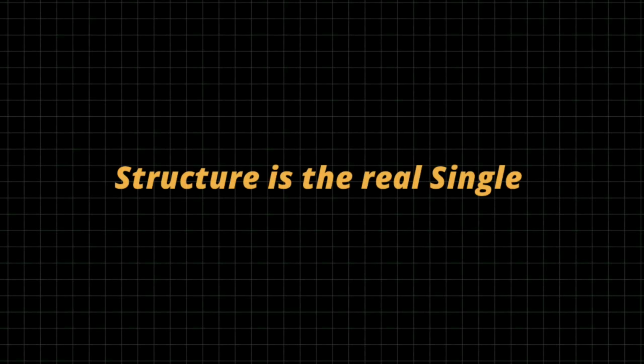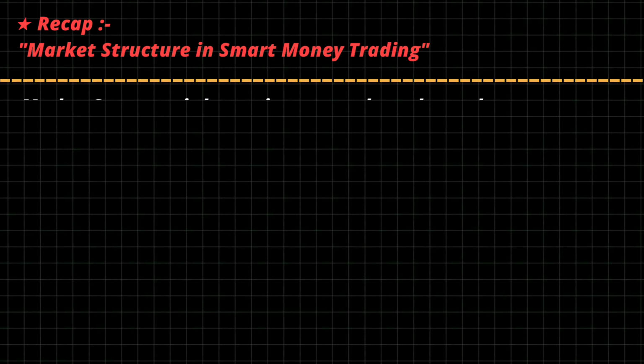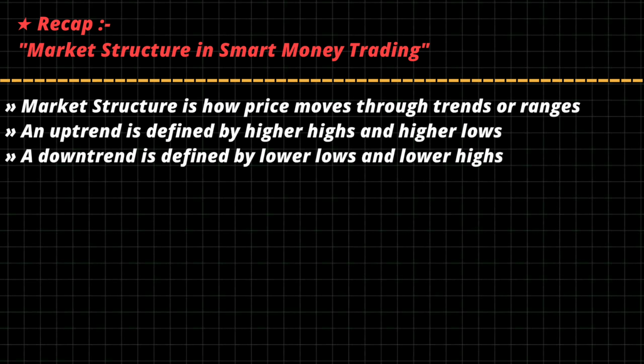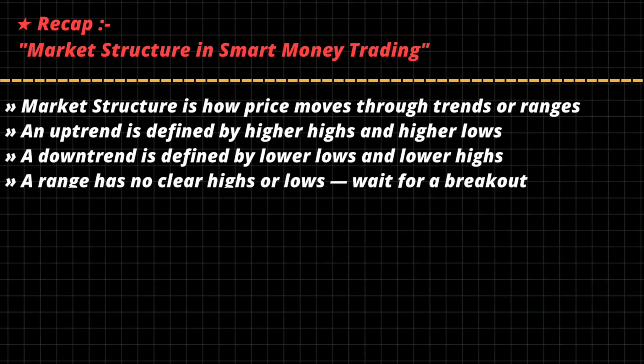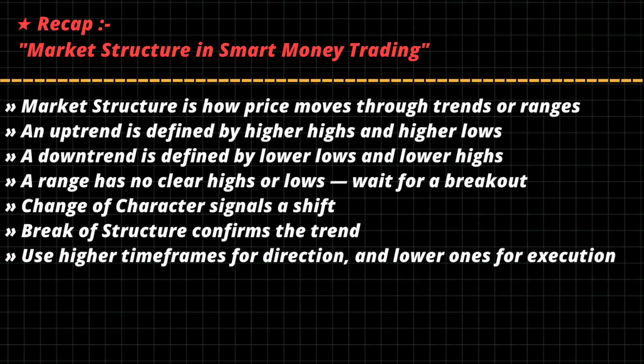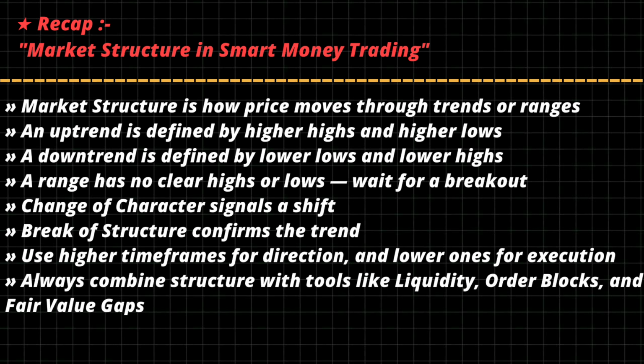Final thoughts. Structure is the real signal. Let's recap. Market structure is the backbone of price action. An uptrend means higher highs and higher lows. A downtrend means lower lows and lower highs. A range means no trend. Stay patient. Change of character gives you the early reversal clue. Break of structure confirms the new trend. Use higher timeframes for bias, lower timeframes for execution. Combine structure with confluences for the best results. This is how you stop guessing and start reading the market like smart money.